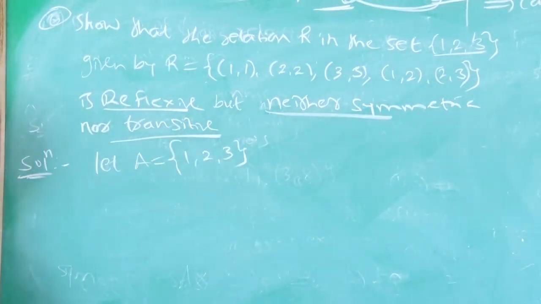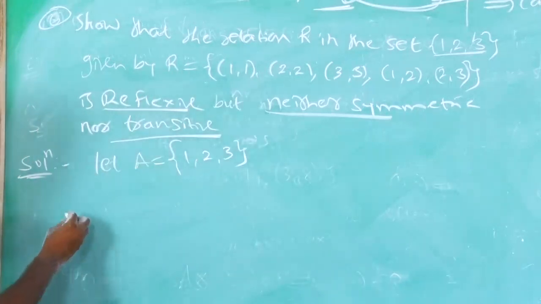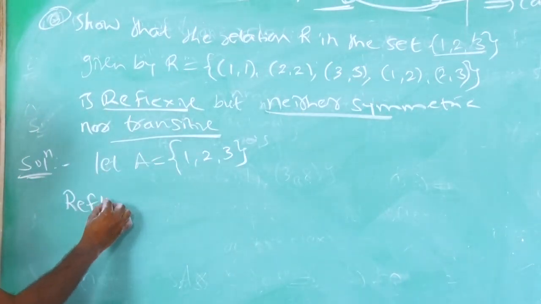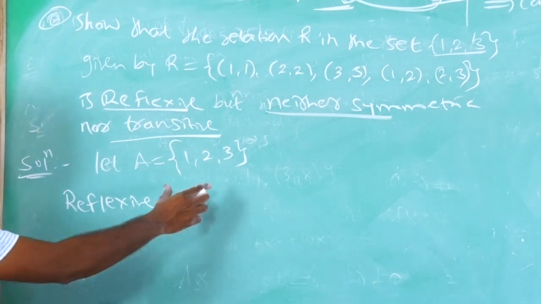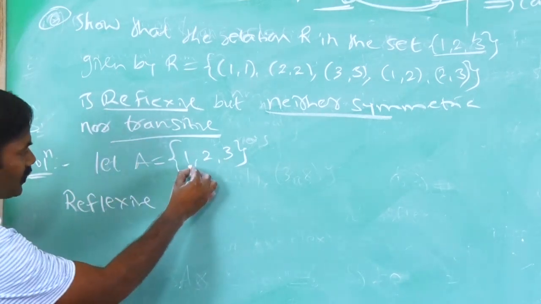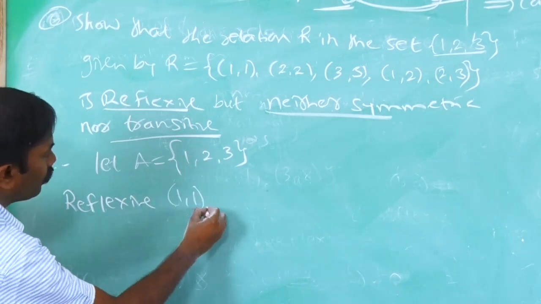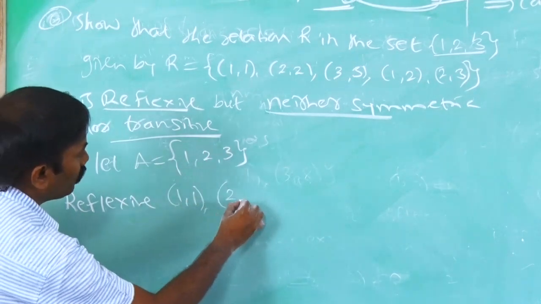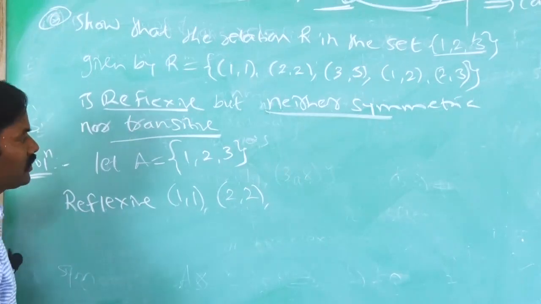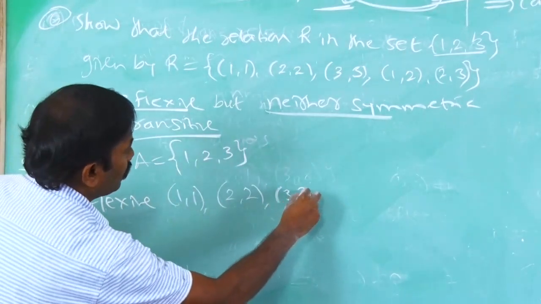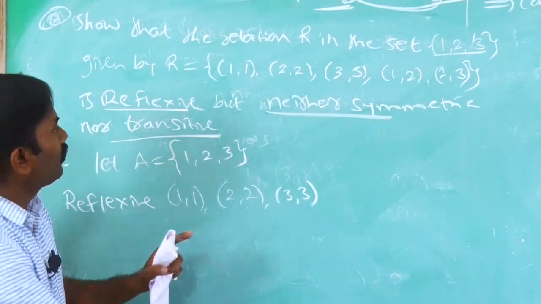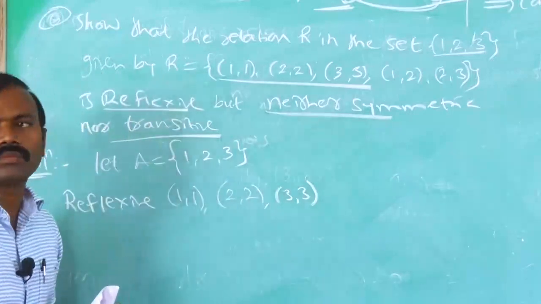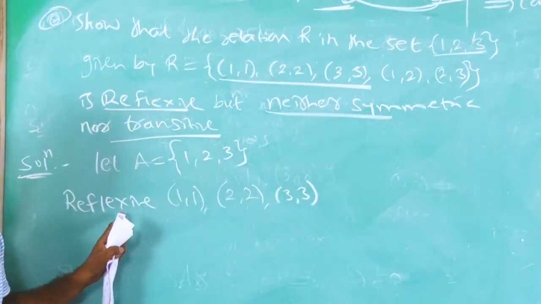So what is the relation? First of all, find the reflexive relation. The set A contains 3 elements. Now take all three elements as doublets. The first element is 1, the doublet is (1, 1). The second element is 2, the doublet is (2, 2). The next element is 3, the doublet is (3, 3). So all three doublets belong to the relation, so this relation is reflexive.